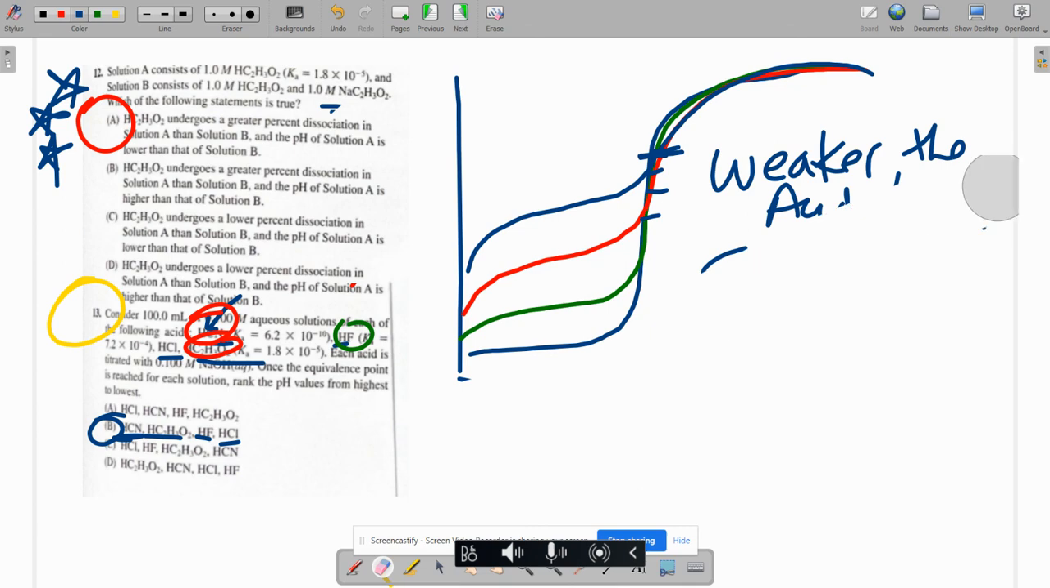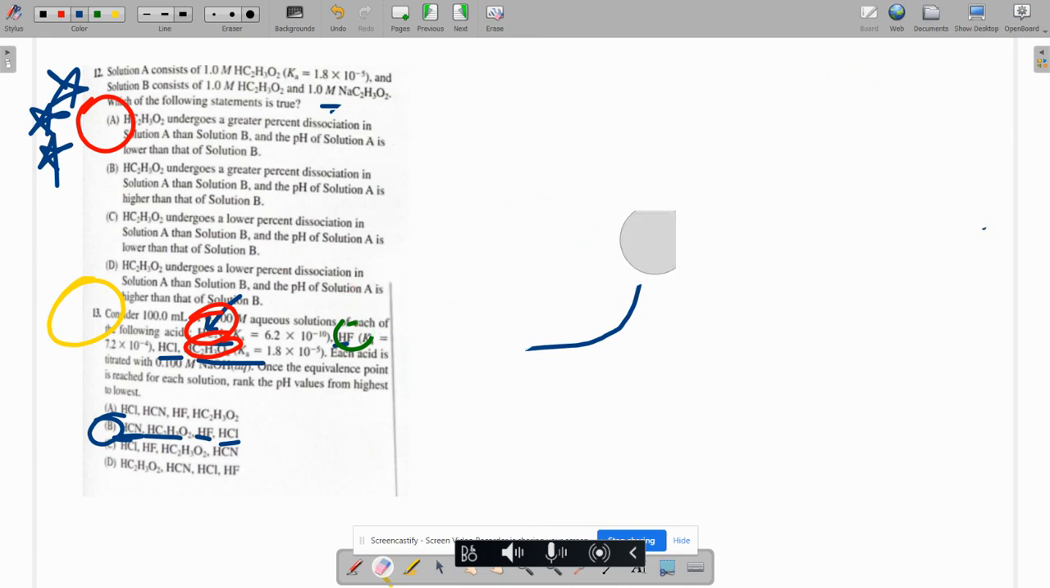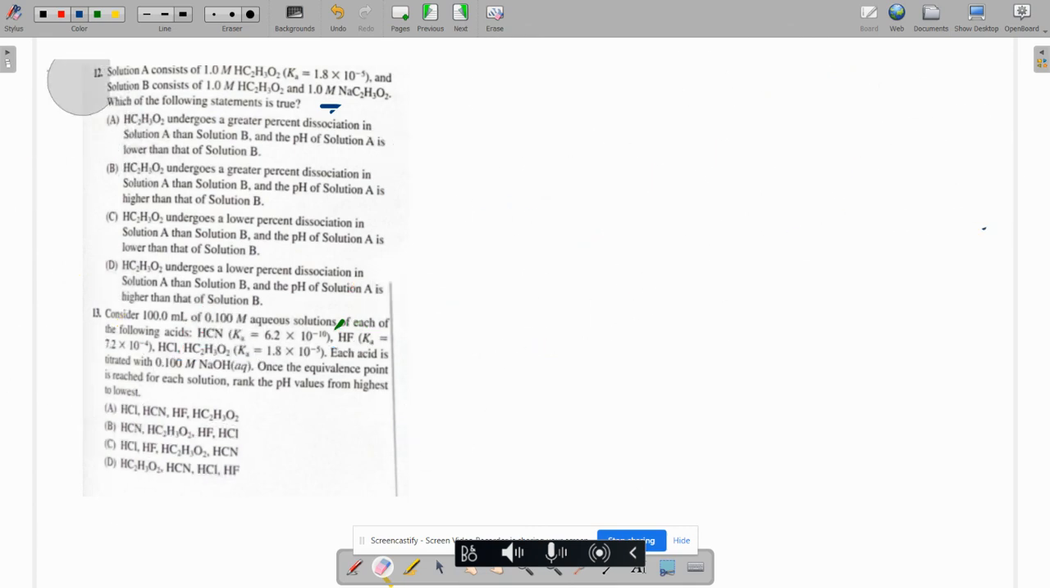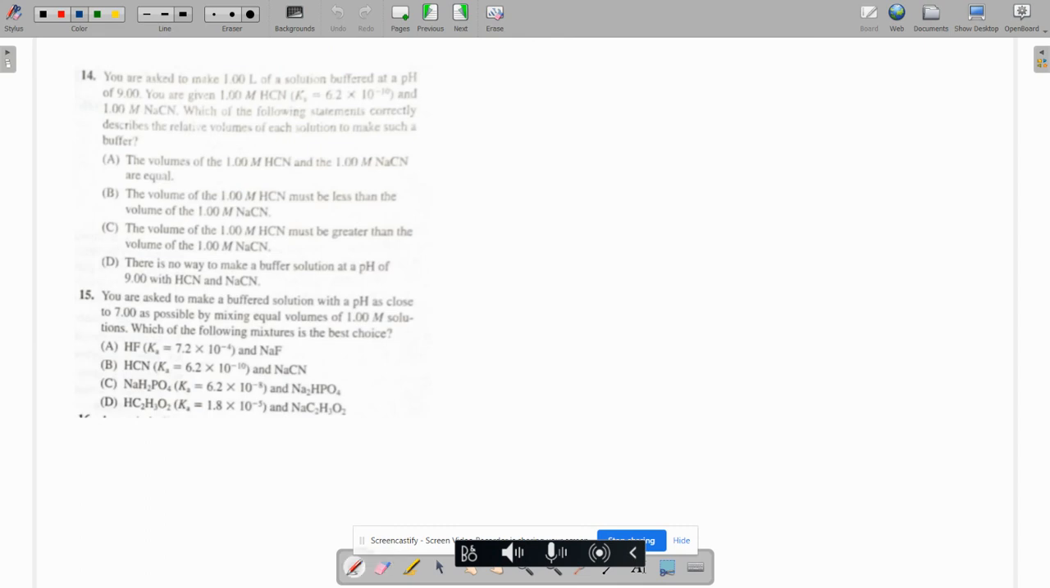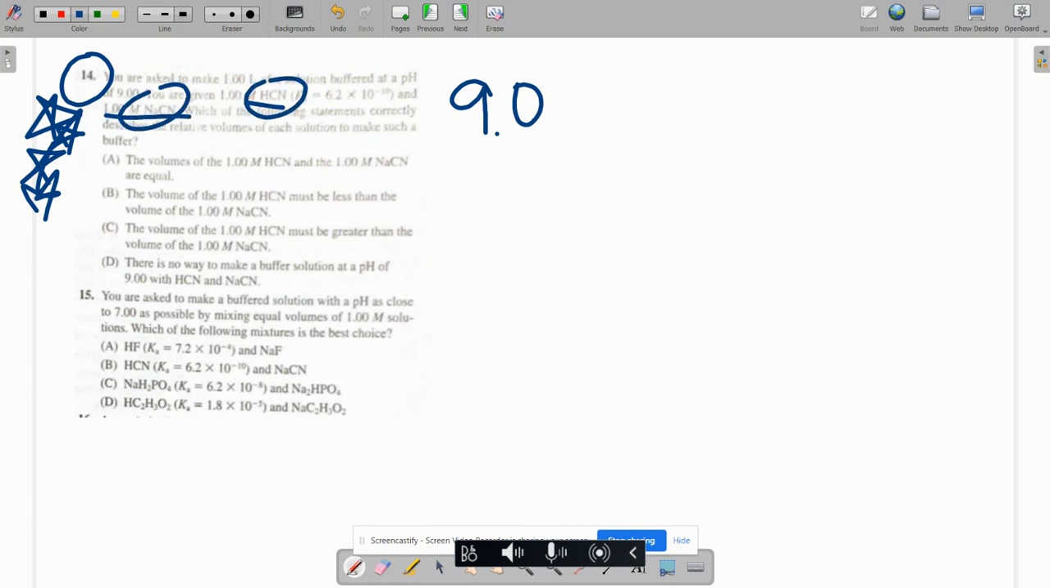Really, really great question. All right, folks, we are on the home stretch. Let's take a look at number 14. I love this question, so you can put some stars by that one. It says you're asked to make 1 liter of a solution buffered at pH 9. You're given 1 molar HCN and 1 molar NaCN, so a weak acid and its conjugate base. Which statement is true?